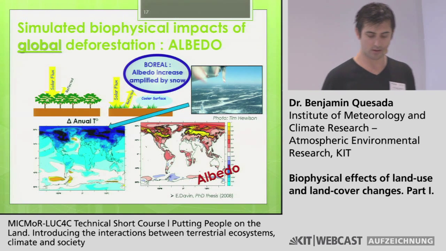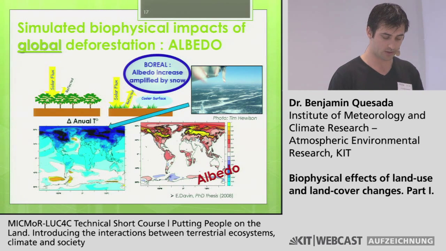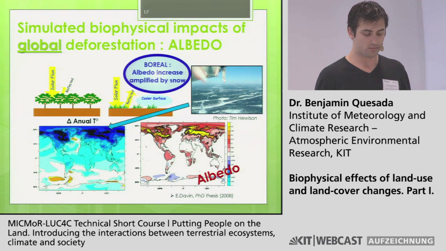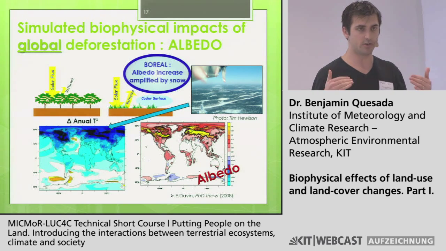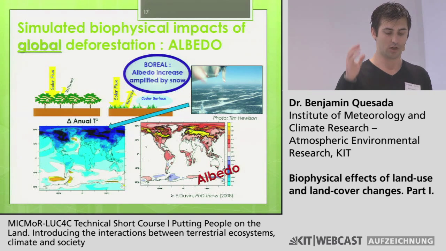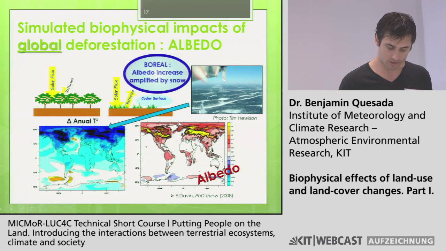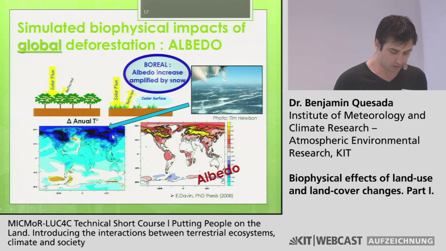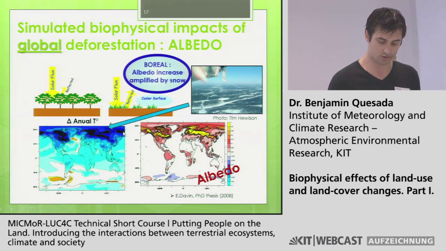So why that? Because of the contrast in albedo between a forest with snow and a grassland with snow, you can see it even in Garmisch now. The albedo of a forest with snow is still low, whereas for a grassland with snow, it's very, very bright. So you have an amplification in boreal regions of the contrast in albedo when you deforest. As it is a radiative forcing, you see that the change in annual temperature is quite proportional, and you have a cooling effect, especially in the boreal regions due to the presence of the snow. That's the first biophysical impact.